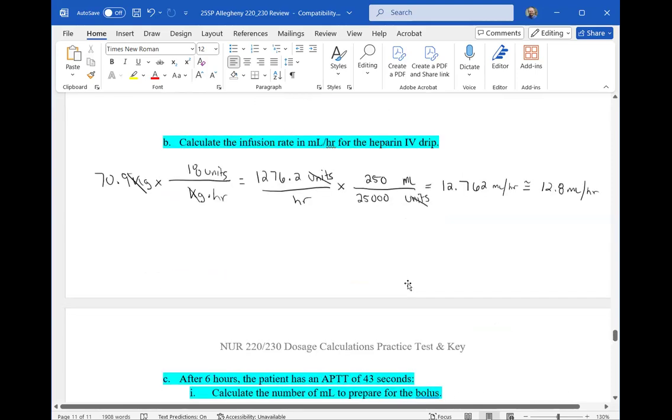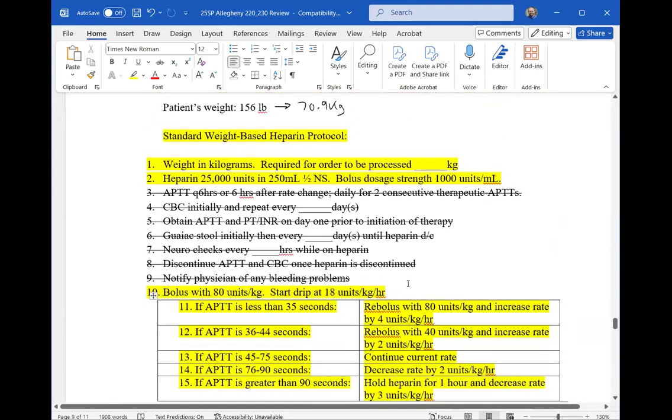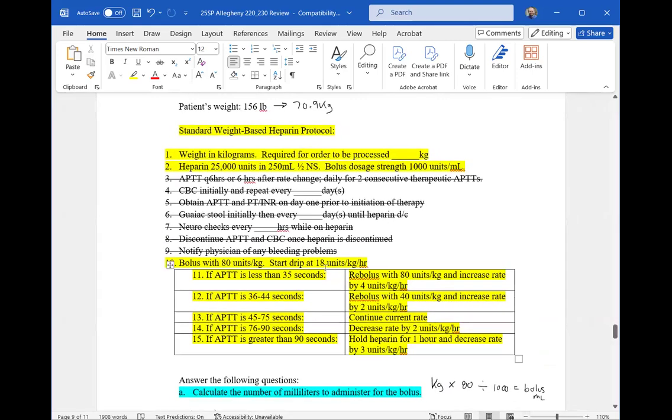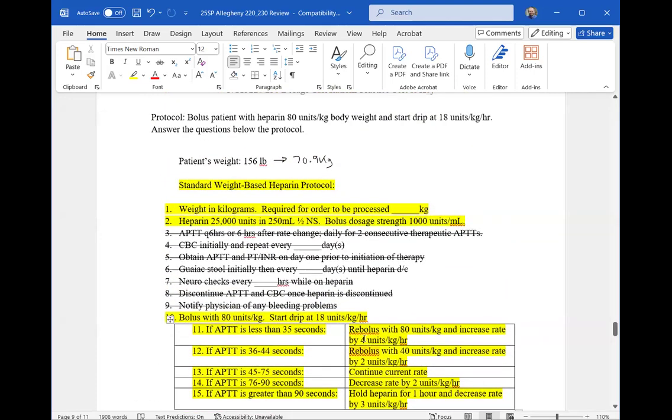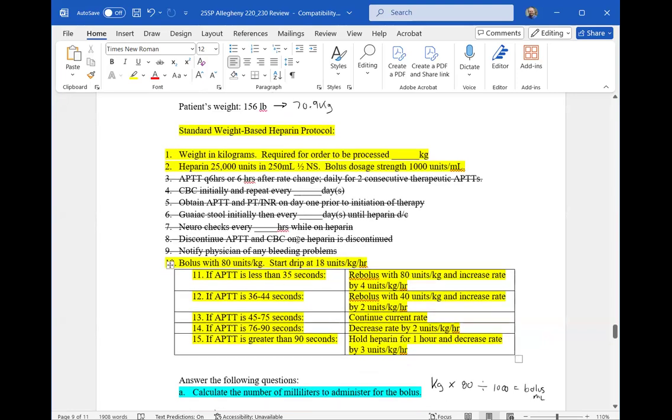Okay, so there's a whole bunch of different variations of heparin protocol that you can work through, but I do think you're probably going to see the heparin protocol in its entirety, where you have this whole thing here, and then the questions are below. So don't get too upset when you see that. Just realize that this whole thing is all that it is, the protocol.